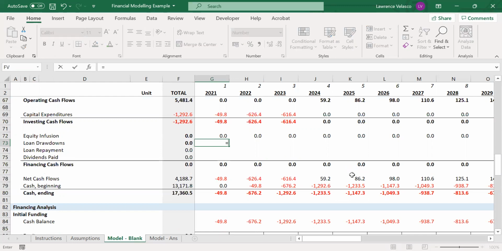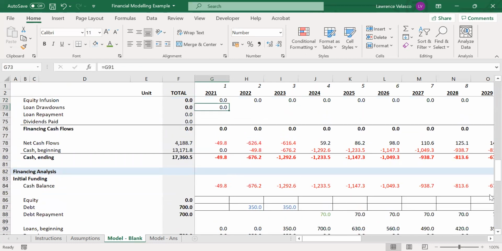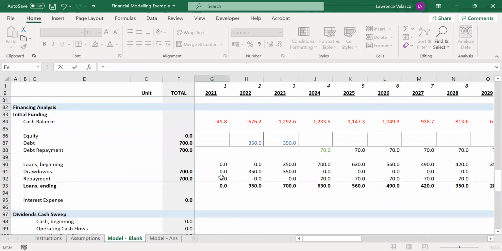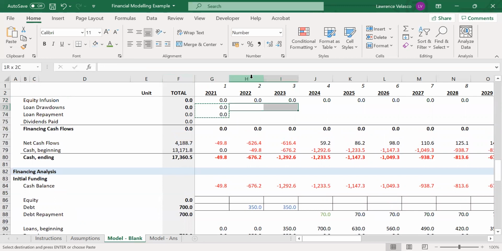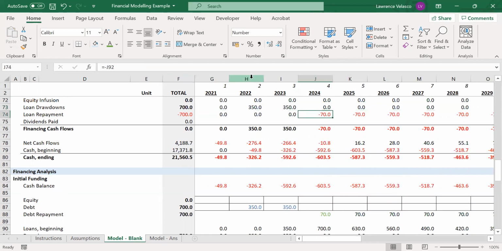So the loan drawdown is how much? You can find it here, in the drawdowns. And loan drawdowns are inflows. The debt repayment, where do you find it? It can also be there, in the same analysis. Here also. In fact, it should be the negative of this number. So you get the loan drawdowns and repayments. Now it is integrated into your cash flow calculations.